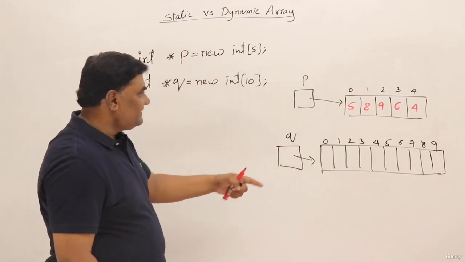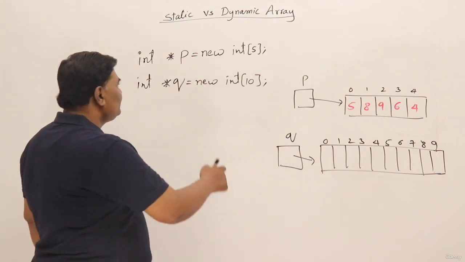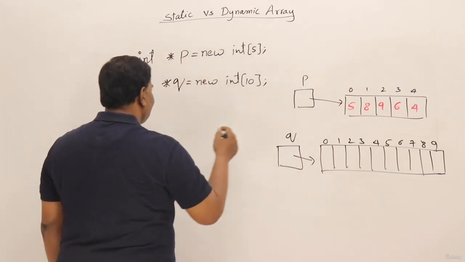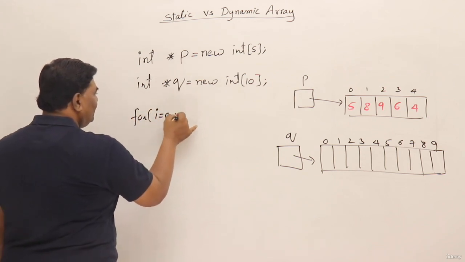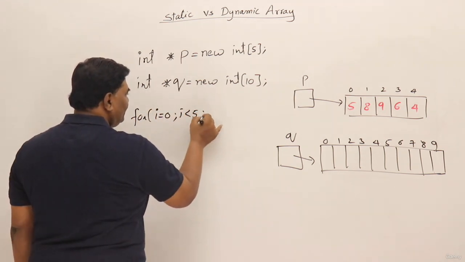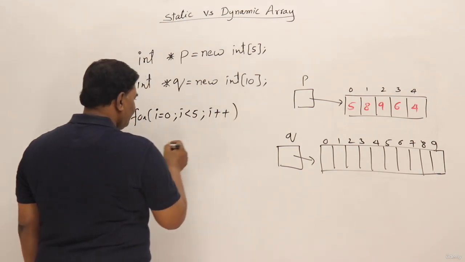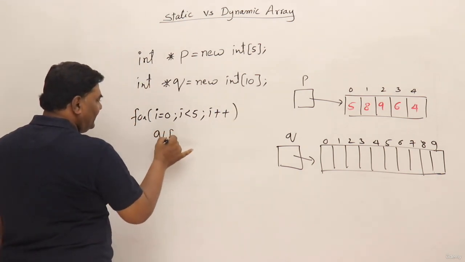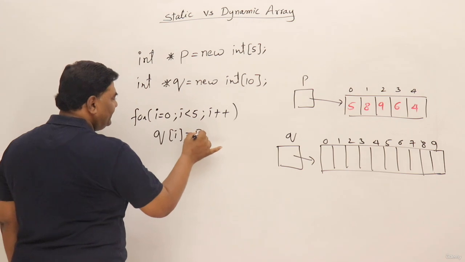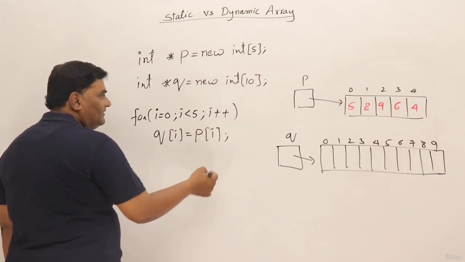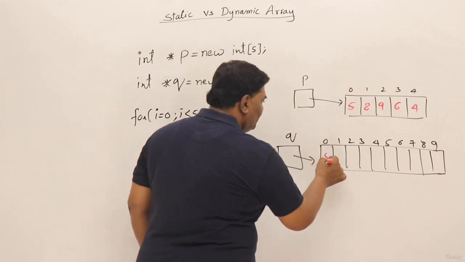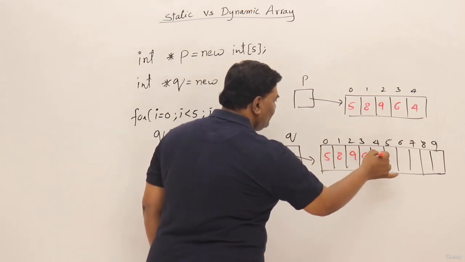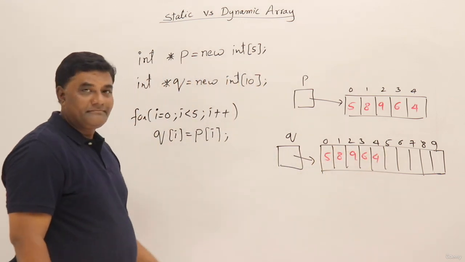Now transfer all those elements from P to Q. We know the size of P very well, that size is 5. So for i assign 0, i less than 5, i plus plus, then in Q of i, copy the elements of P of i. So I am copying them using a for loop. All these values will be copied here, 5, 8, 9, 6, 4. So the values are copied there.